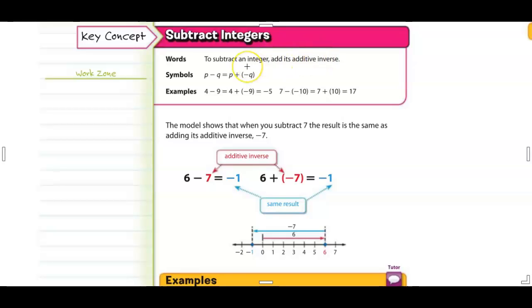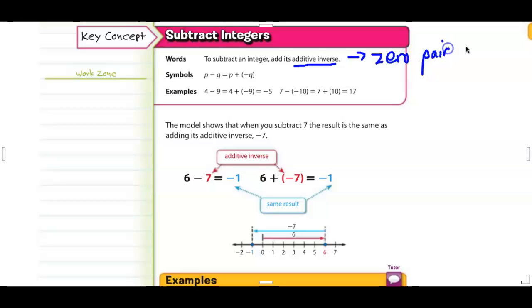Okay, so we're going to continue practicing subtracting integers. It talks about a key concept that we're going to use today, and it's called additive inverse. And if you remember, we have mentioned this before as something called zero pairs.